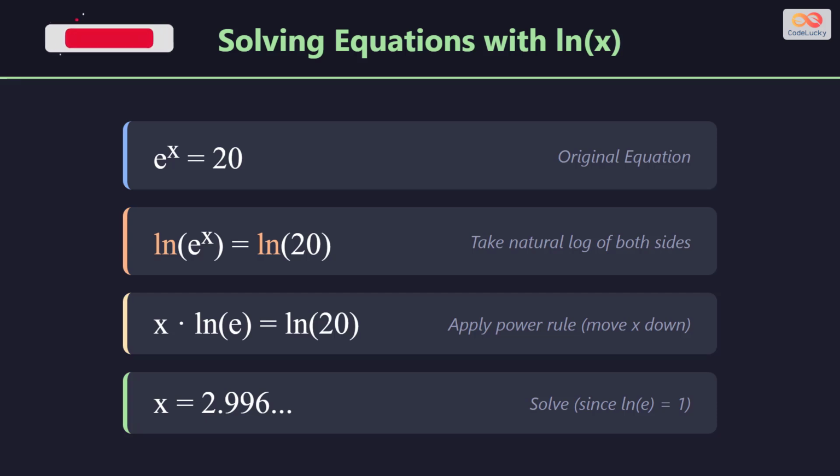Let's apply this to solve an equation. Suppose we have e to the power of x equals 20. To solve for x, we take the natural log of both sides. This allows us to use the power rule to bring x down. Since the natural log of e is 1, we are left with x equals the natural log of 20. Calculating that gives us approximately 2.996.